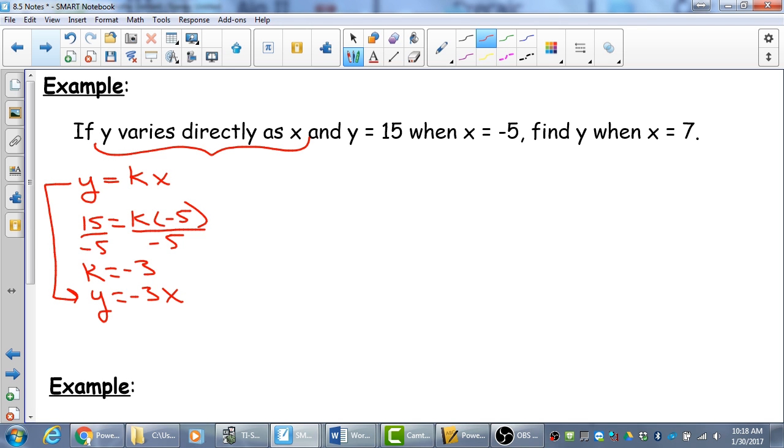We found the k. So the first piece of information is usually find the k. The last piece is to use it. Find y when x is equal to 7. So our final answer is negative 21. In other words, y is negative 21 when x is 7. So find the k, use the k. That's all we're doing. Find the k, use the k.